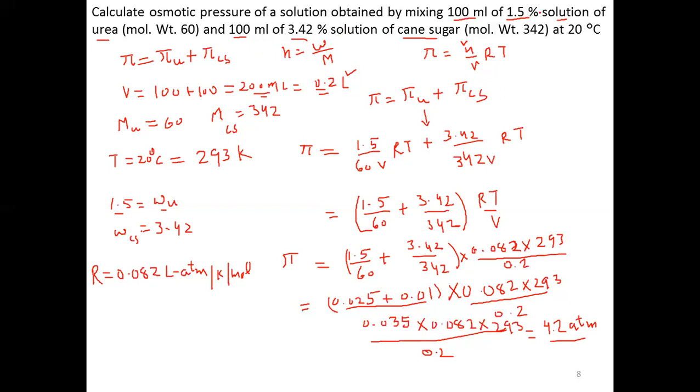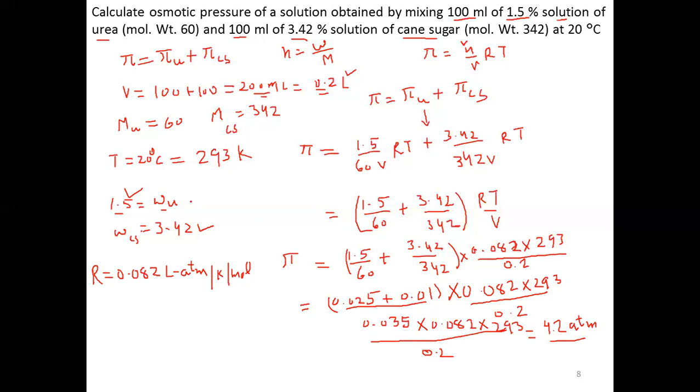So 100 ml of 1.5% solution urea contains how much urea? 1.5 gram. And 100 ml of 3.42% solution of cane sugar contains how much cane sugar? 3.42. If he had asked some other volume like 50 ml, then we had to calculate the weight by applying the unitary method. But as the solution was 3.42% solution, it means 100 ml of solution contains 3.42 gram cane sugar.